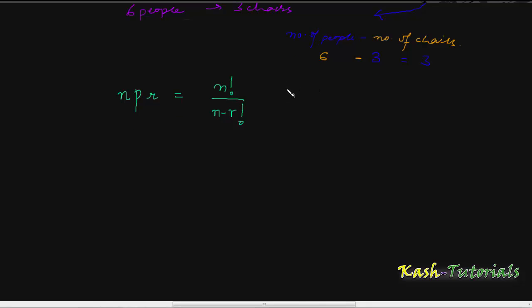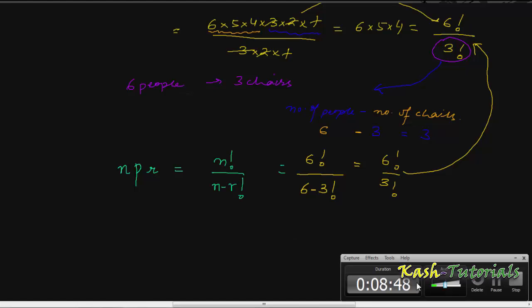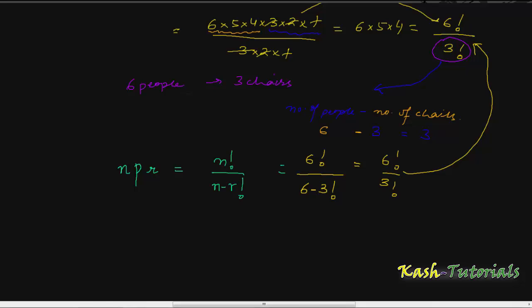You can relate over here. N were the number of people, where n we were having as 6, so we wrote 6 factorial over here. We were having 6 people and 3 chairs, which was 6 minus 3 factorial, and so the answer which we got was 6 factorial over 3 factorial, and this answer is same as this answer. So this is the generalized formula for permutations, which says factorial n over n minus r factorial.